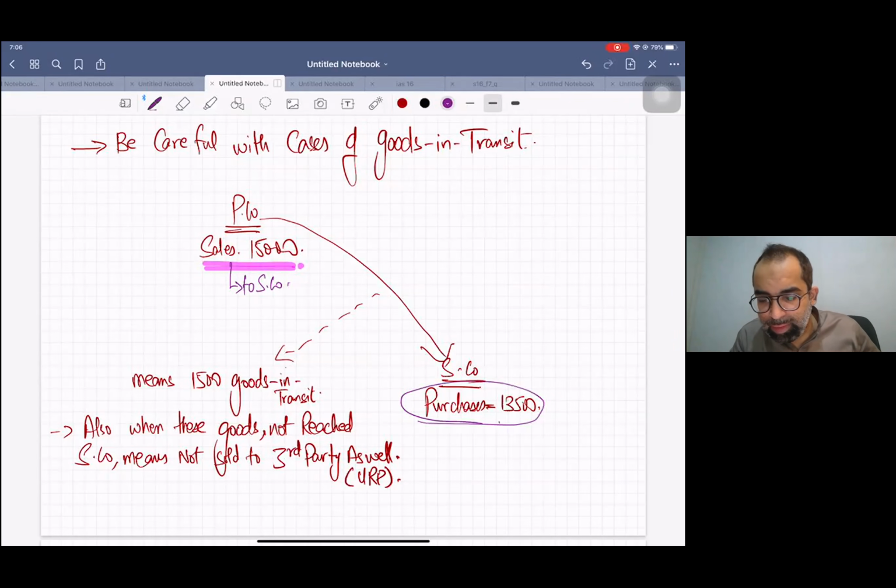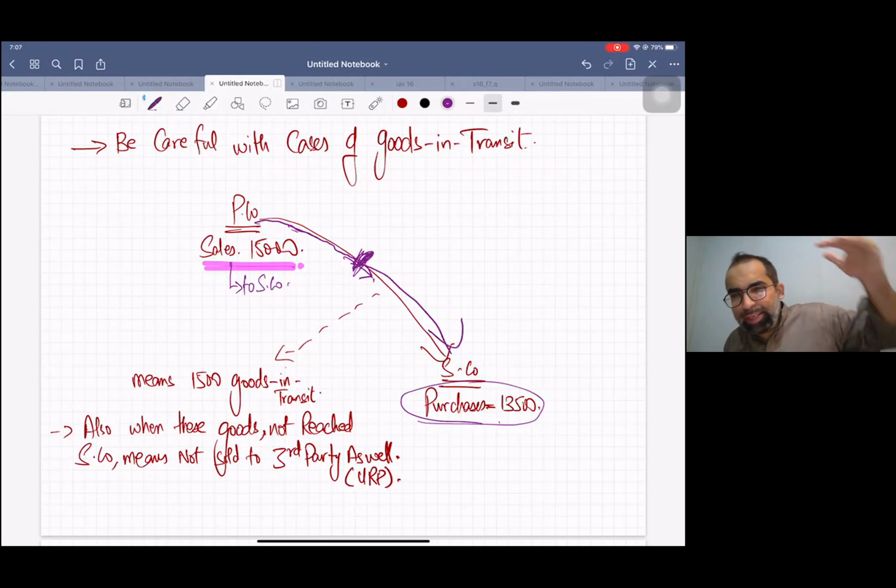That means there are some goods which are in transit. What does it mean? Just assume that on the last day of the accounting period, the parent company loaded a truck with goods, and the truck is on the way. So that truck is in transit. Whatever is in transit, you have to take it to the destination. So now when these goods arrive at S company, just use your brain.